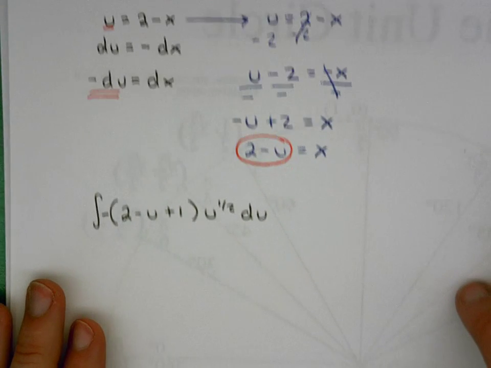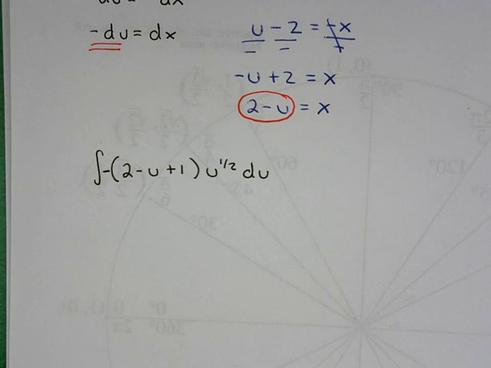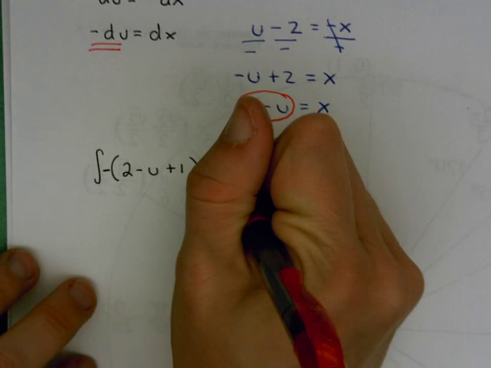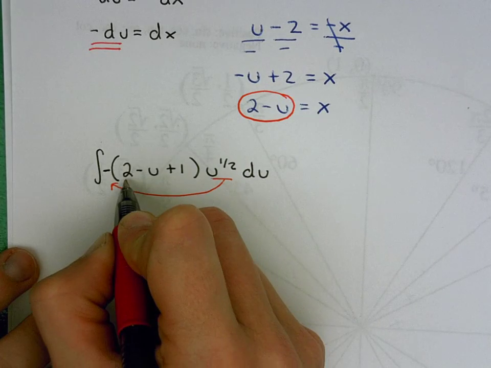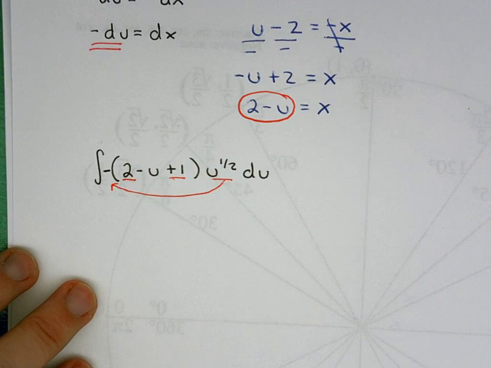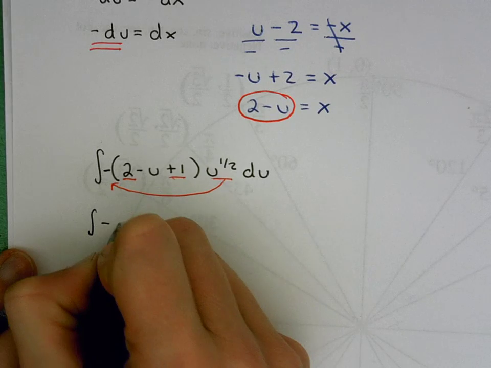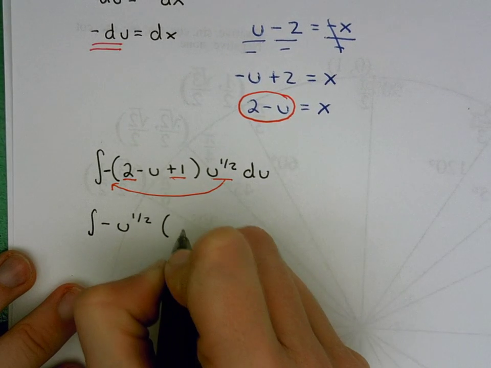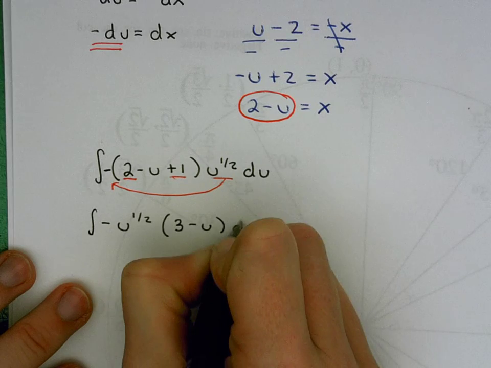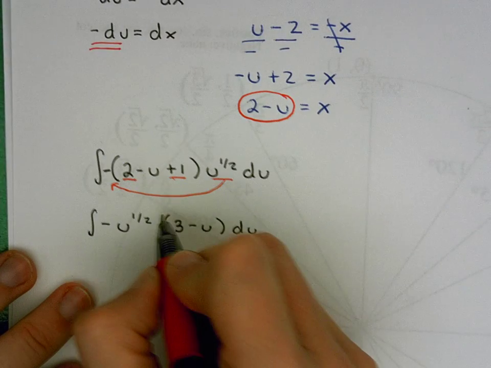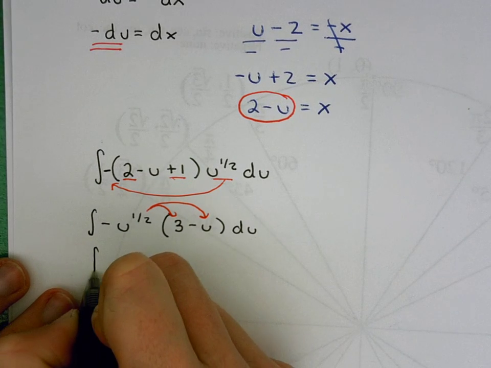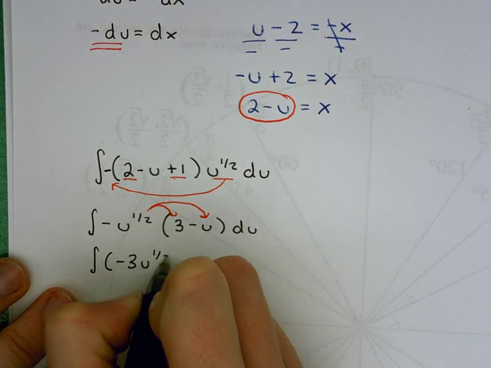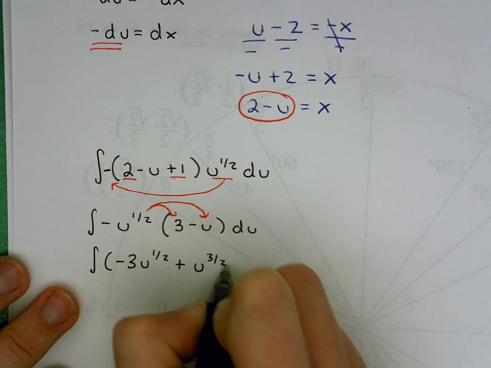Okay, and so now we're going to go ahead and distribute, combine like terms, etc., turning it into power rule so that we can then apply our power rule. And so I'm going to start here with moving this u to the 1/2 to the front of my problem. And while I do that, I'm going to combine my 2 plus 1. Okay, so we have negative u to the 1/2. 2 plus 1 is 3, which is then going to allow me to distribute my negative u to the 1/2 in. And so we have negative 3u to the 1/2 plus u to the 3/2 du.